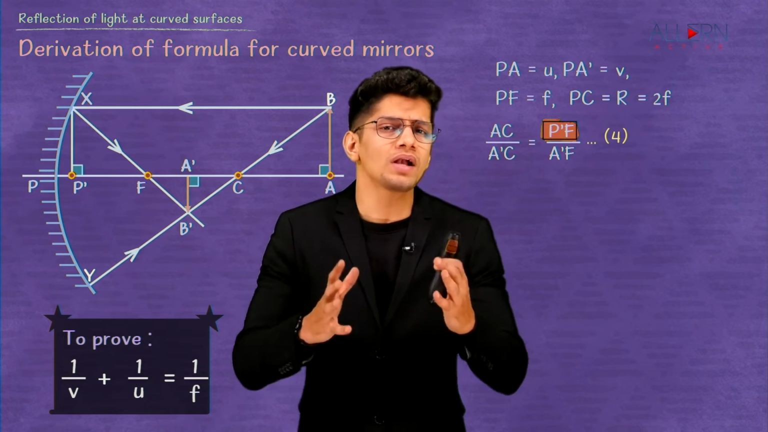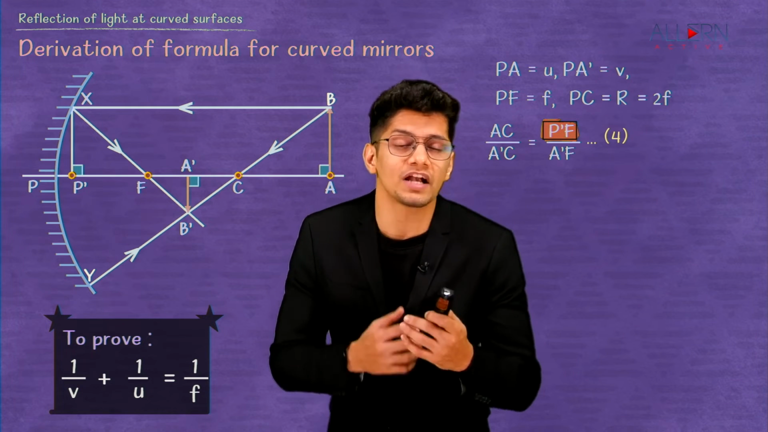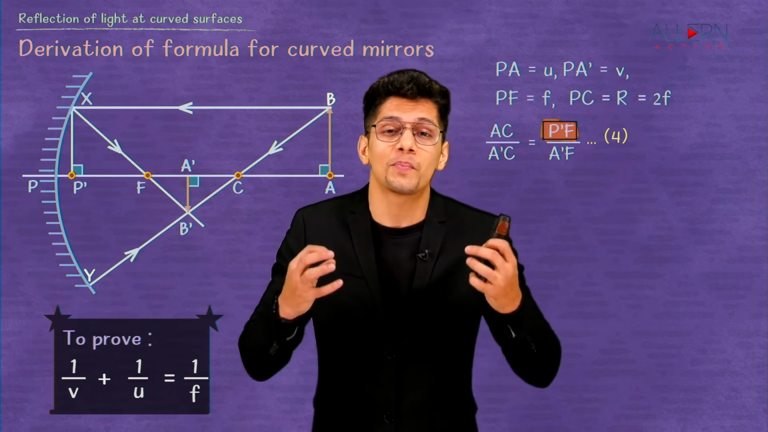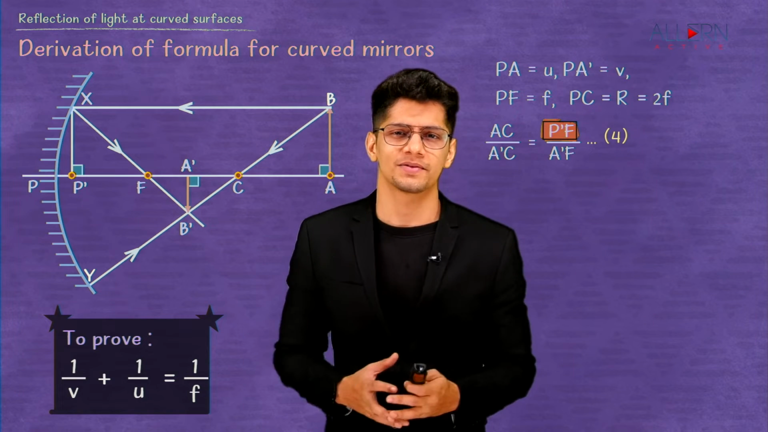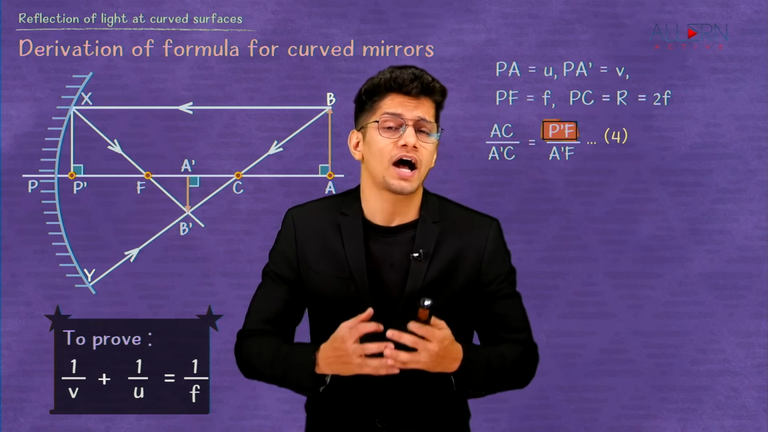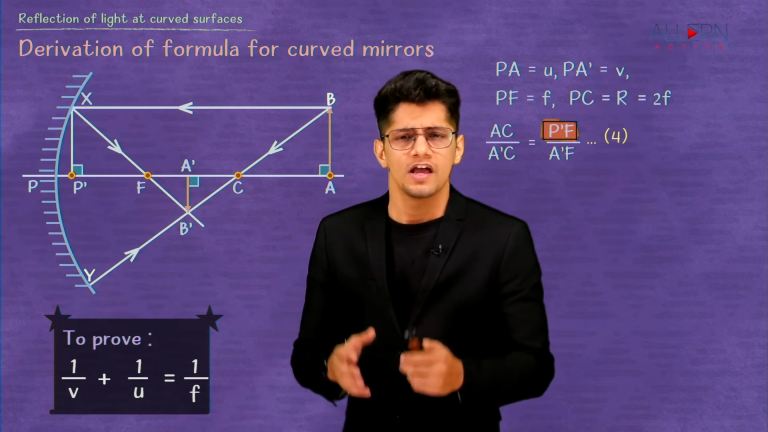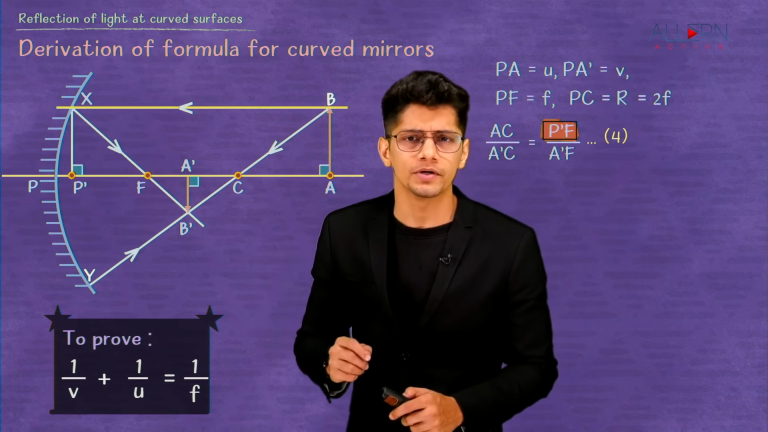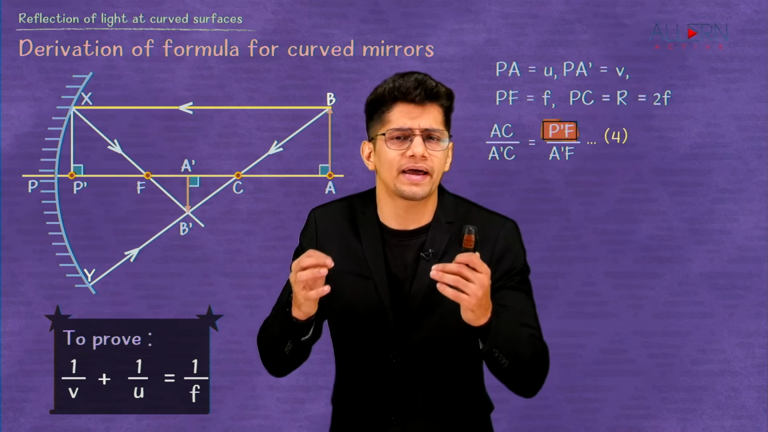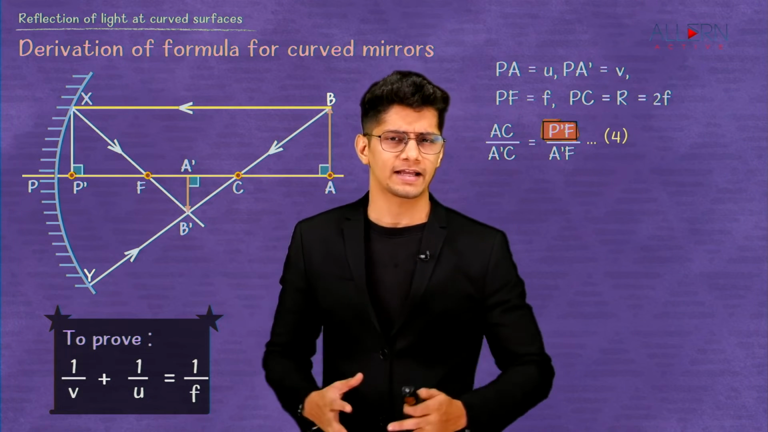To do that, what we need to understand is that the diagram that we have drawn, or the derivation that we are doing, is only for paraxial rays. Now you might think, what are paraxial rays? Paraxial rays are those rays which travel very close to the principal axis. For example, we have ray BX over here. This ray BX is a paraxial ray because it is traveling very close to the principal axis.